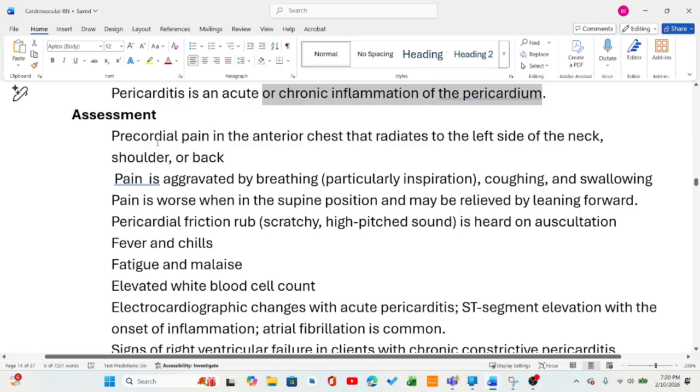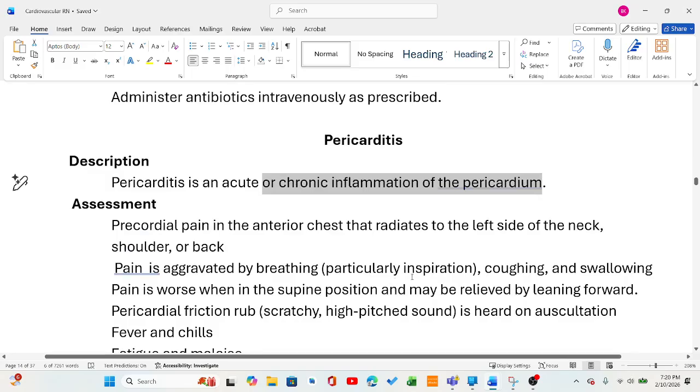So the pericardial pain usually, again, they are going to have a chest pain, and this chest pain will radiate again to the left side of the heart and also to the back, to the shoulder, because this is cardiac related. So pain usually is aggravated by breathing.